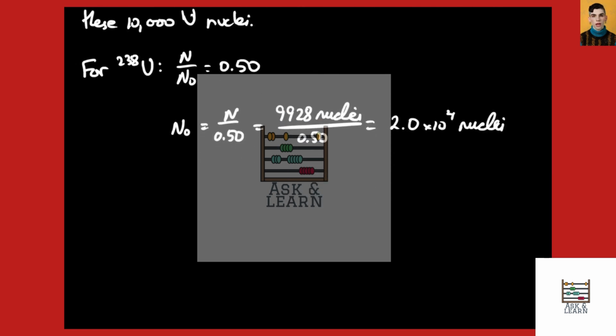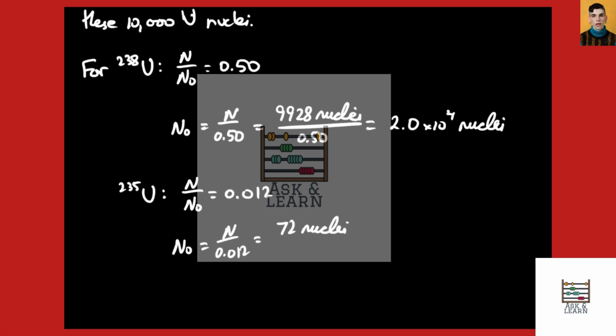And for uranium-235, N over N naught is equal to 0.012. N naught is equal to N over 0.012. This would be 72 nuclei over 0.012. This works out to 6.0 times 10 to the 3 nuclei for uranium-235.